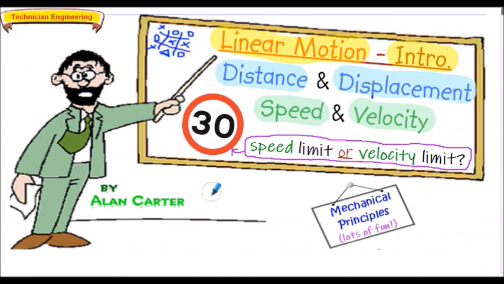So hopefully now you can answer the question posed at the beginning of the presentation as to whether the 30 miles per hour speed limit is a speed limit. Well, yes, it is described correctly as a speed limit because there is no direction associated with the restriction.